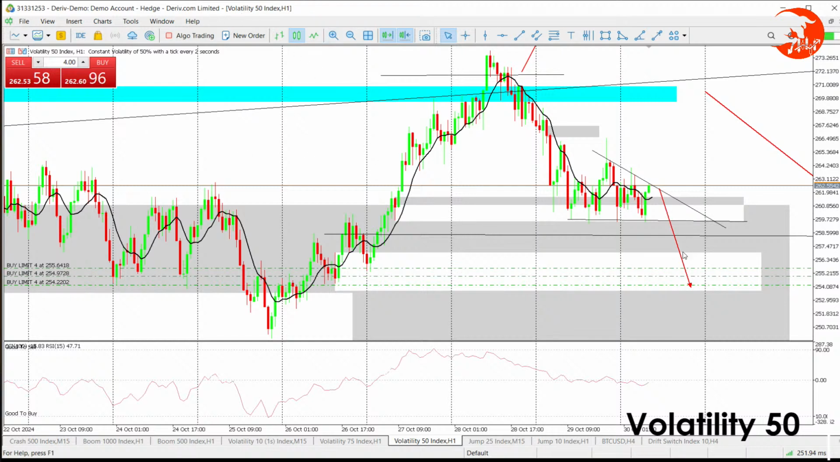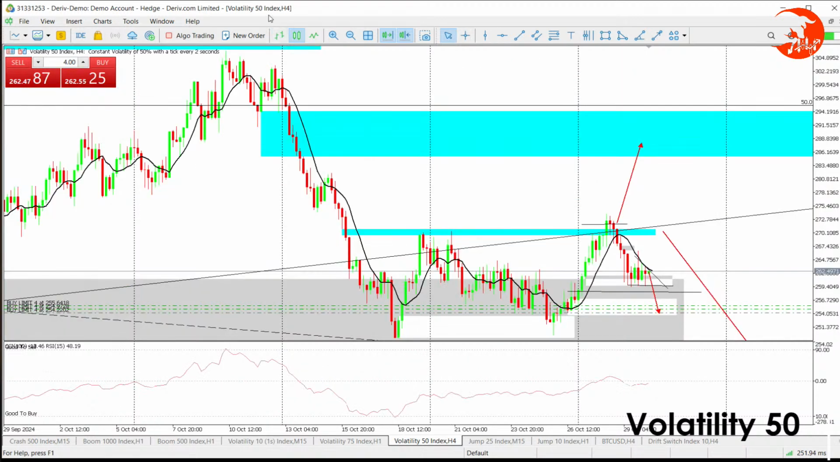So heading back to H1, we will wait for such a move. Back here, and then when it gets back here, probably we will see now buys. I want to show you how this is going to be systematically.